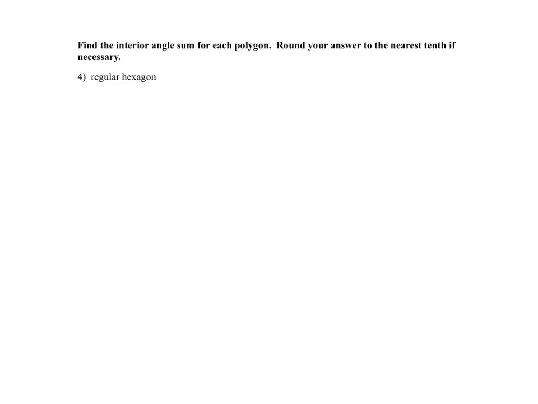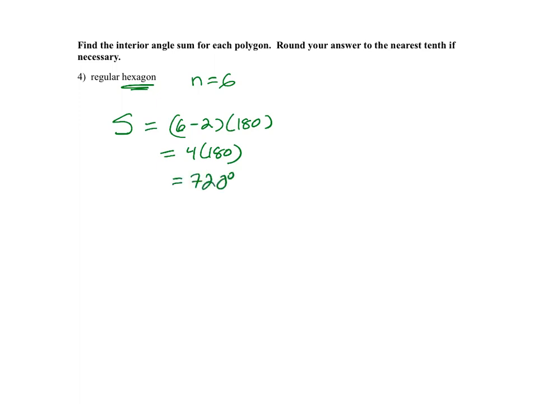Now we want to find the sum of the interior angles of each polygon. In this case, it's a regular hexagon. As you can see, a hexagon has 6 sides. So that means I'm going to use the sum equals 6 minus 2 times 180. So 4 times 180 equals 720 degrees.